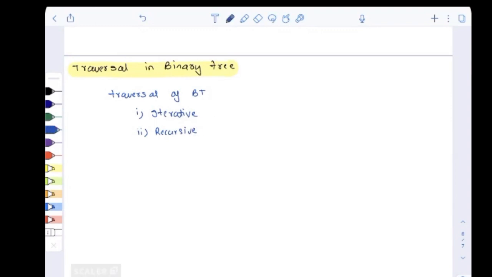Just tell me, out of iterative and recursive, which one is easier to travel your binary tree? Think about it. Easy as far as the code is concerned. So obviously the recursive code is easier, right? It's easy to understand and easy to write. The iterative code is a little bit tricky. Now don't worry, we will do this in our next class. Right now let's keep it on hold because that's a tricky algorithm to understand, how to travel your binary tree using iteration.